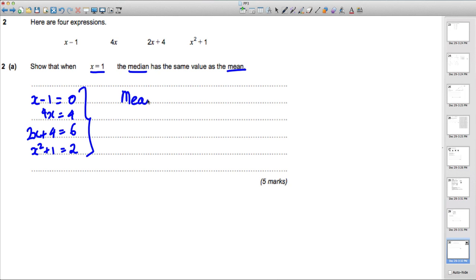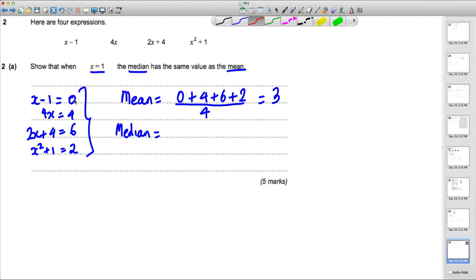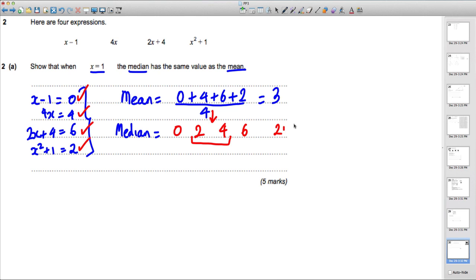So do the mean first, maybe the mean's the easiest. Add them up, 0 plus 4 plus 6 plus 2, and divide by how many there are, 4. So that would be 12 divided by 4, which is 3. And to get the median, remember you put them in order, so let's write them in order from smallest to biggest. So 0 first, then 2, and then 4, then 6. The median is the middle number. Well, there's no middle number here, but it must be the average of the 2 middle numbers. So the median must be 2 plus 4 over 2, which again is 6 over 2, is 3. And there you go for 5 marks. Therefore state mean equals median.